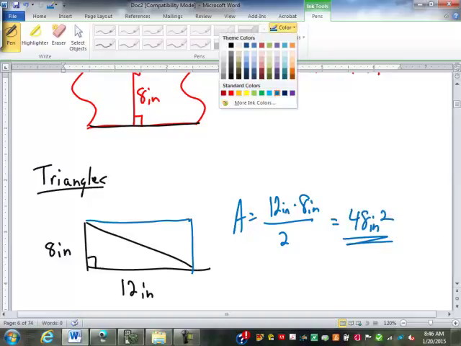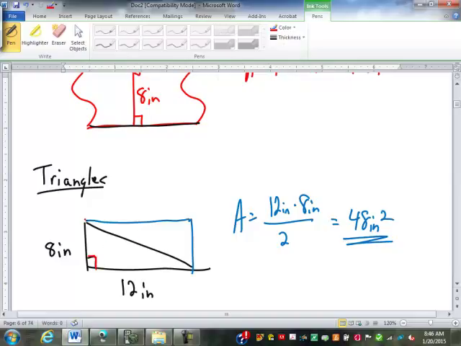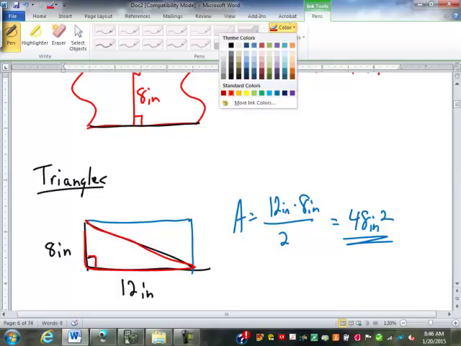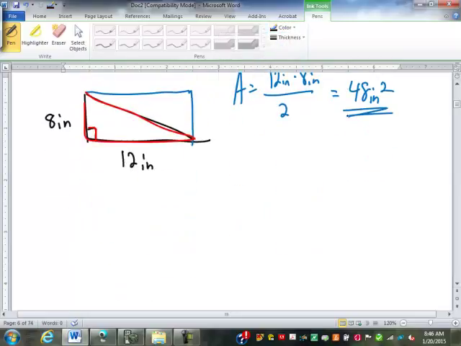Now, it was easy here because this was a right triangle, and it was pretty easy to see that that right triangle was half of that full rectangle. But even if it's not a right triangle, let's say it looks like this. This is 12 inches. Now, none of the other two sides can be used because they're not perpendicular to the 12. We have to have a dimension perpendicular to the 12.